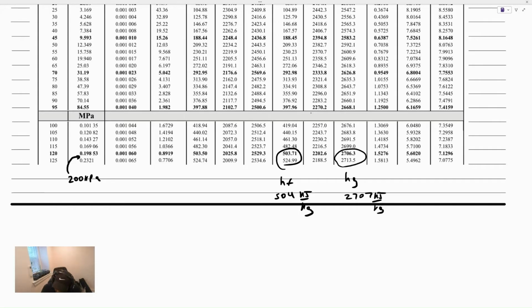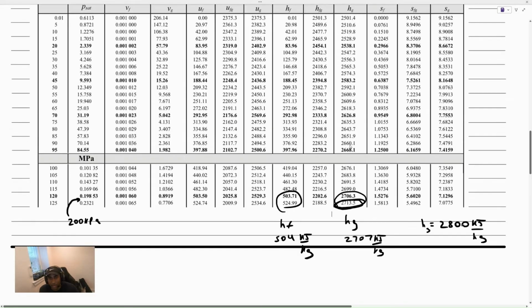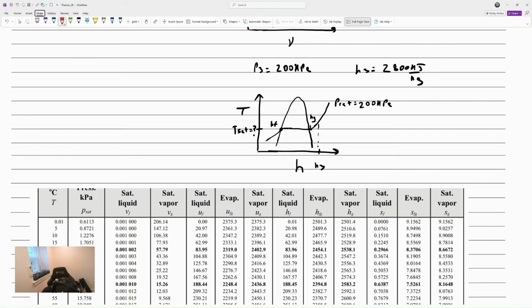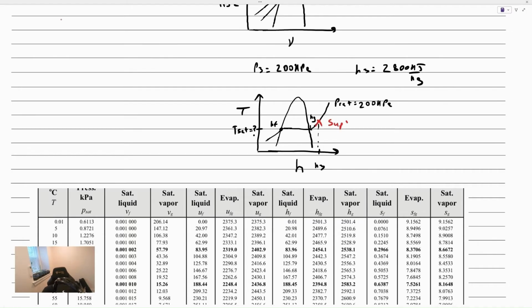And the H that I'm given, my H3, is 2800 kilojoules per kilogram. And I can see that that's greater than my HG value. Even if we weren't completely accurate in our interpolation, the most that HG could be is this 2713 value. So I definitely know for sure I am above that H value. I'm greater than HG. So this is my H3 here. And I'd have an intersection to the right of the saturation dome, which is the superheated vapor region.